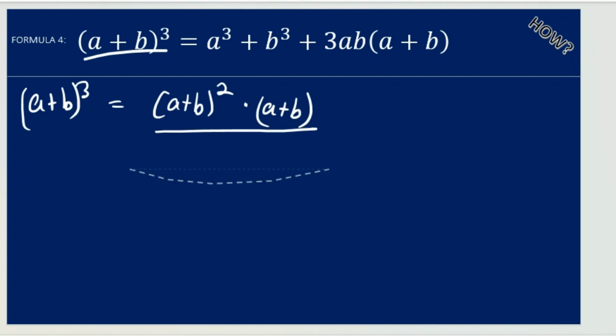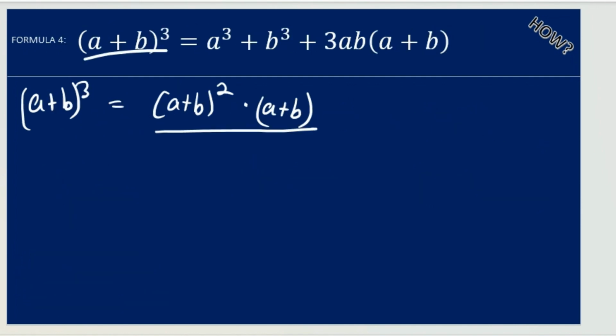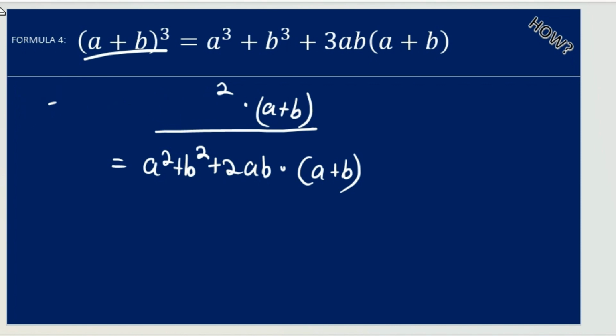So now, we know that a plus b whole squared, so the first formula is a plus b whole squared, and that is equal to a squared plus b squared plus 2ab. So now let's substitute, right? So a plus b whole squared is equal to a squared plus, let me make that better. So a squared plus b squared plus 2ab times a plus b. So I'm going to erase all of this.